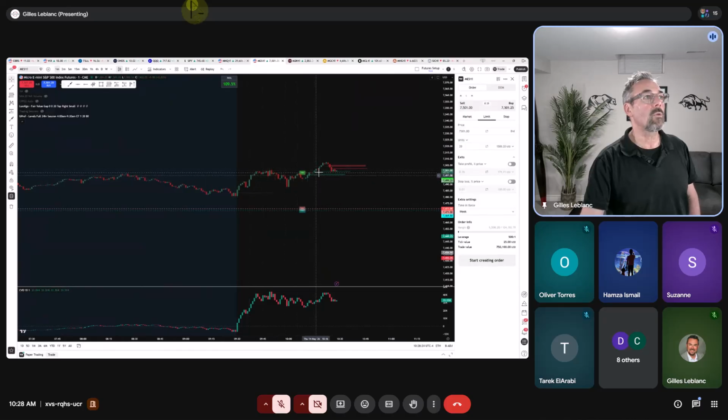The breakout was over here, right, at the high of day. It's not a very big breakout. And we've already retraced below this high of day. So I would not consider this a breakout and retest.